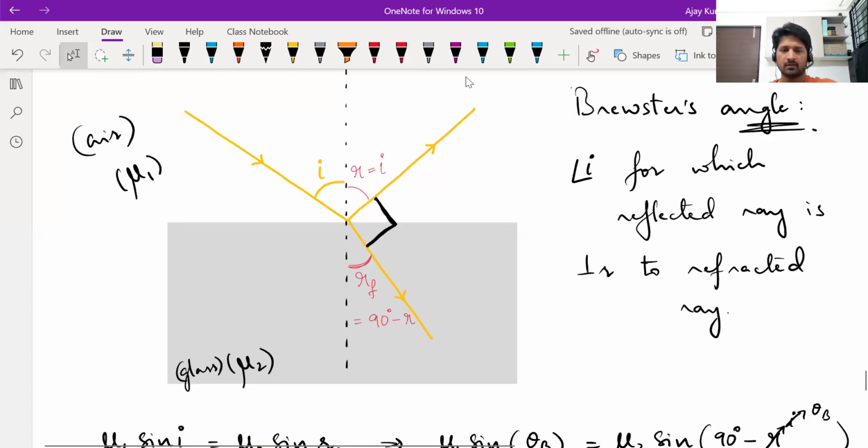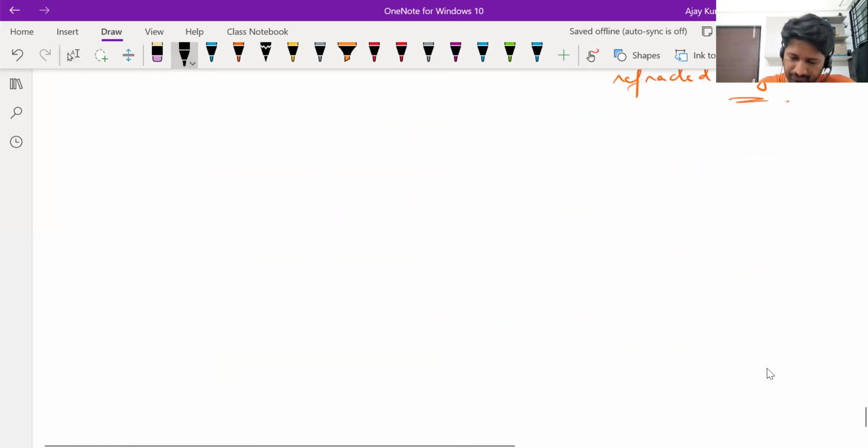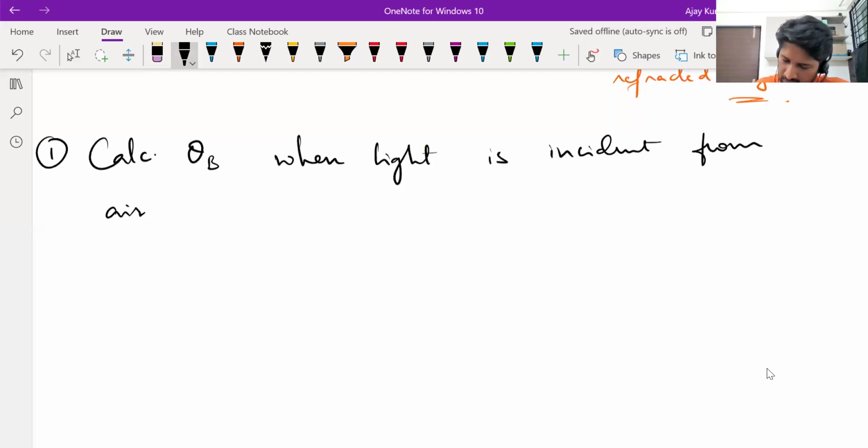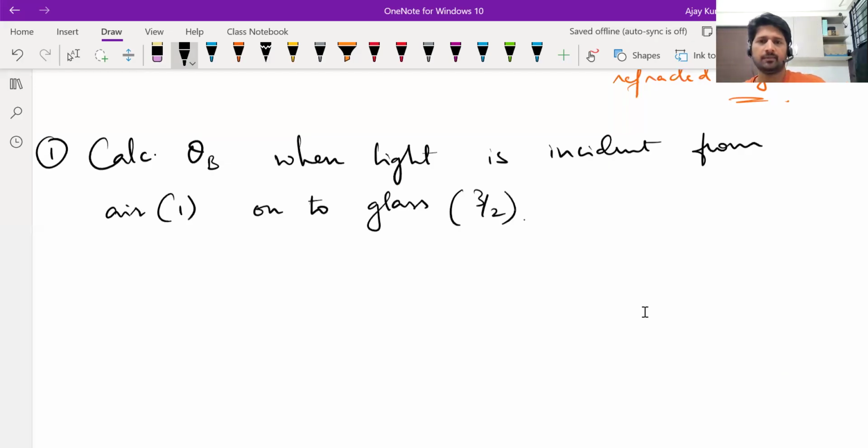Yes, sir. Okay. Now let's consider air and glass itself. Air's refractive index is 1. Glass refractive index is 3 by 2. Calculate Brewster's angle when light is incident from air onto glass. Air refractive index 1, glass refractive index 3 by 2. Do this quickly.